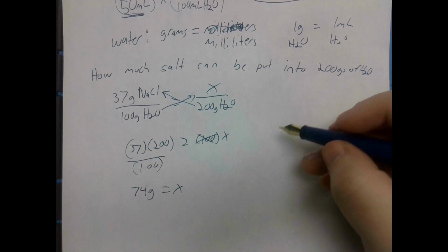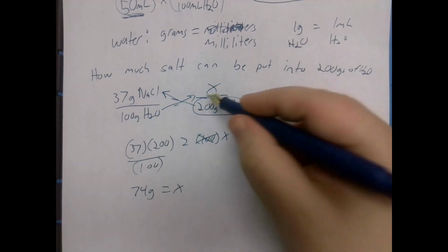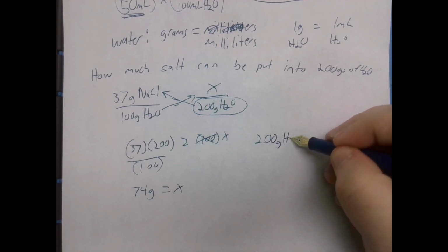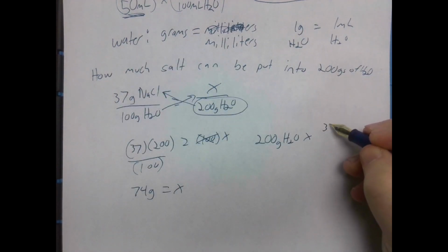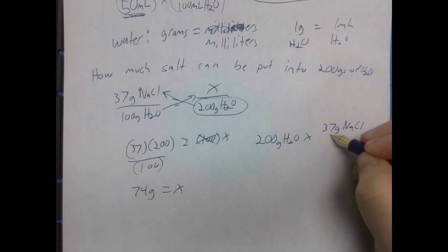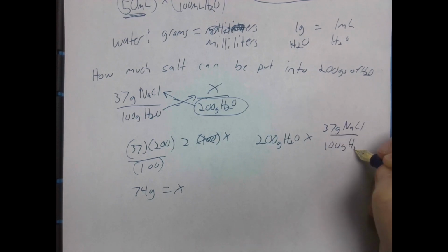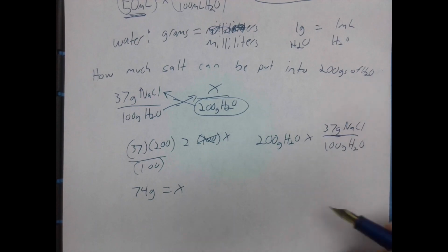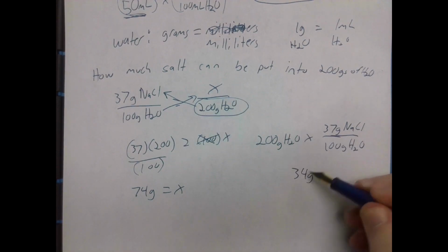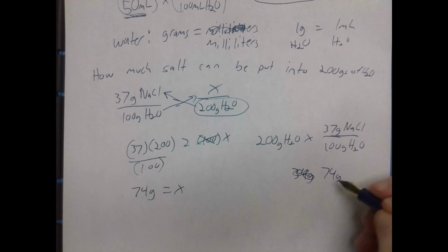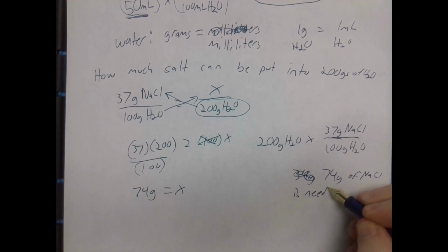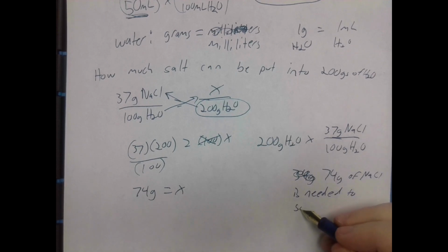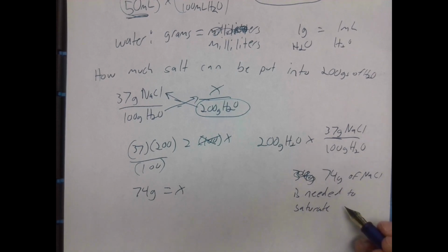Another thing we can do is take our given amount, 200 grams of water, and multiply it by the solubility ratio, 37 grams NaCl per 100 grams H2O. And we get the same thing, 74 grams of NaCl is needed to saturate 200 grams of water.